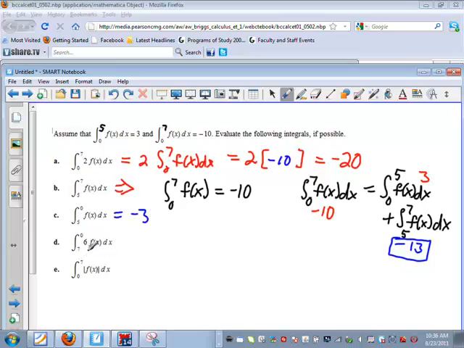The integral from 7 to 0, 6 times f of x. All right, let's not be speed demons. And the integral from 0 to 7 of the absolute value of f of x. Not clear. Can't do that one.